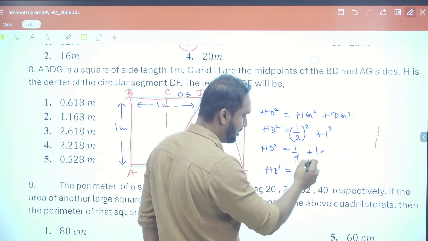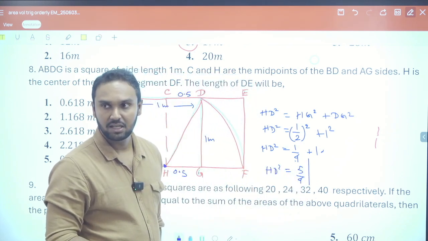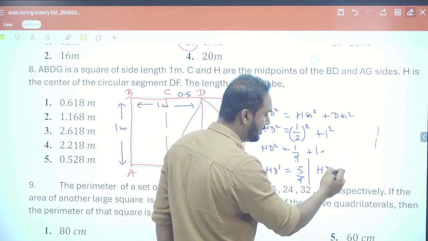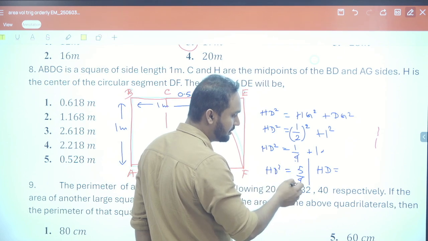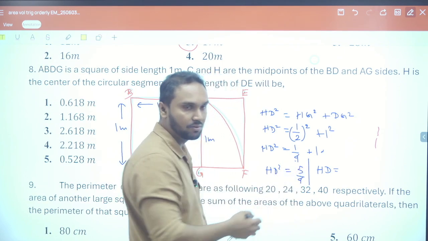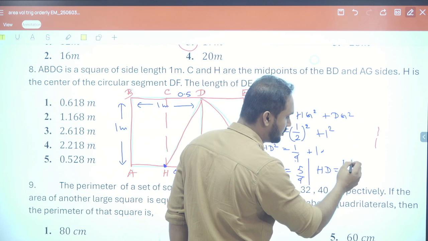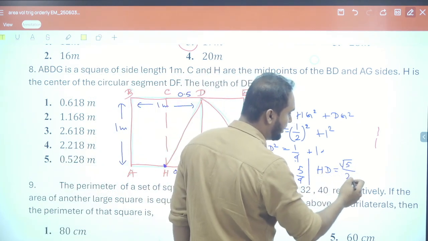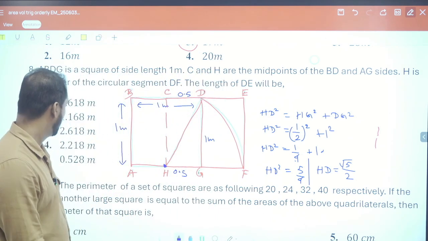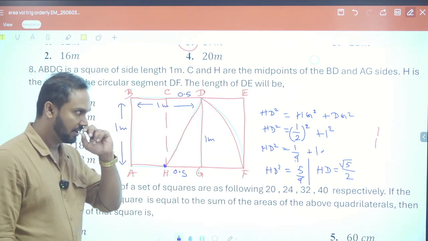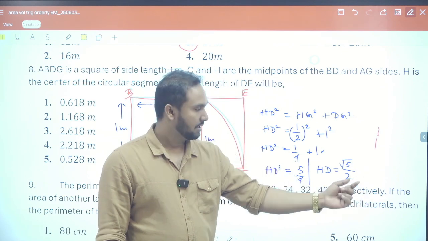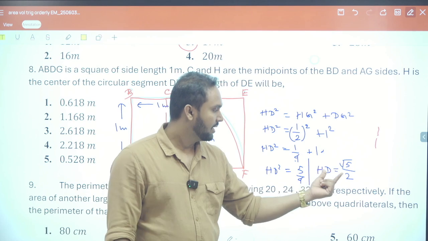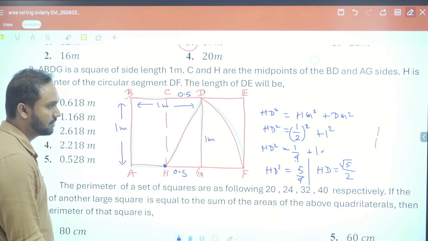HD square. Now how much is the HD? That should be the square root of the whole thing. So HD equals the square root of this. 5 can't be square rooted, so it's root 5, and the root of 4 is 2. So the final answer is root 5 over 2. These are given in decimals, so we'll get the final answer and finally convert it into decimals. So HD is root 5 over 2.